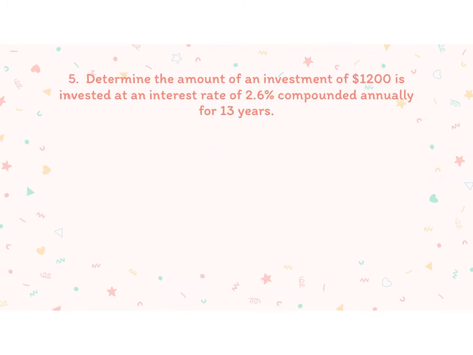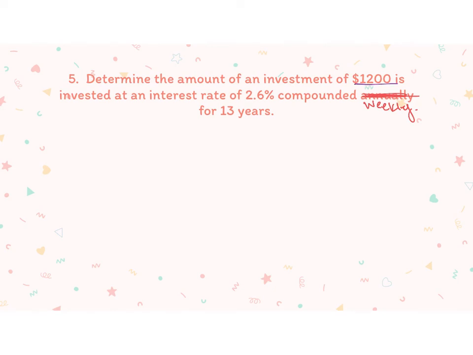All right, so we're going to take a look at our last example here. It says determine the amount of an investment of $1,200 that is invested at an interest rate of 2.6% compounded. That's supposed to say weekly right there. Somehow that got typed in the wrong way. Weekly. For 13 years.